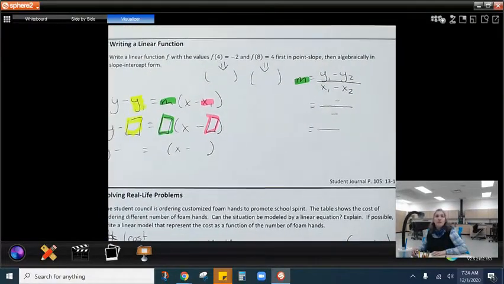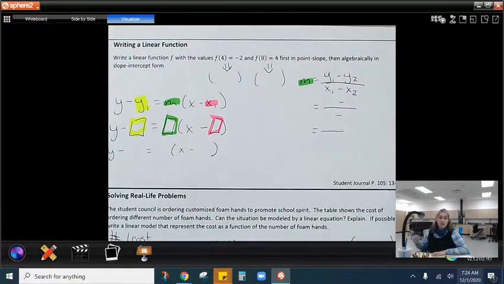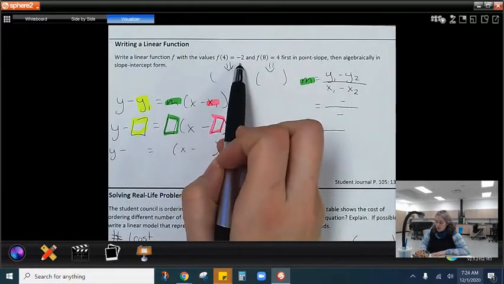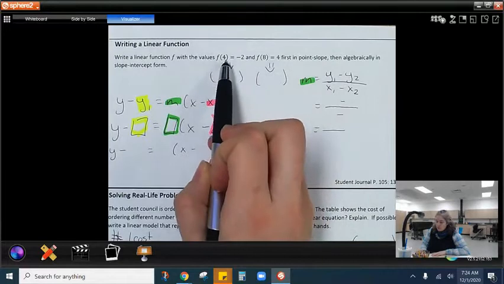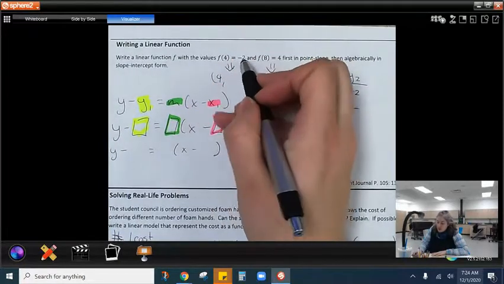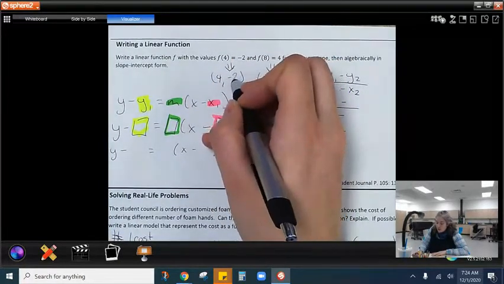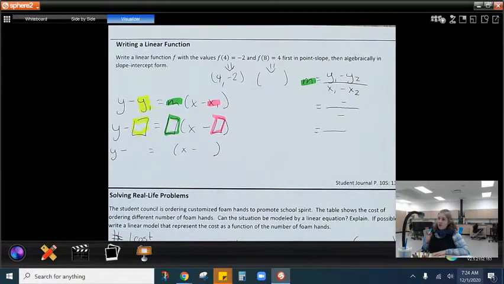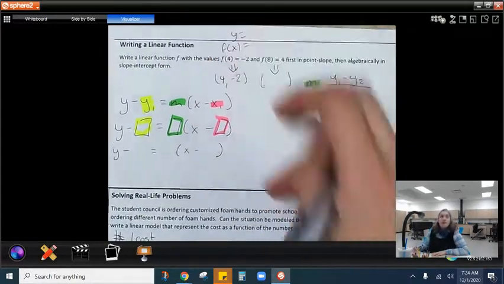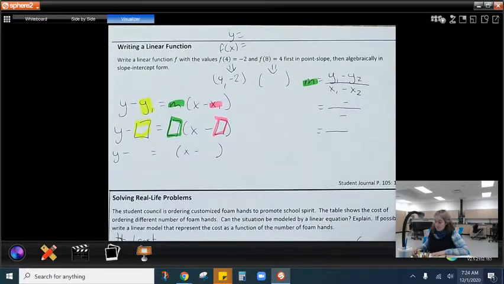Okay, we've got some function notation. It puts the fun in function. So we have f of 4 equals negative 2, and f of 8 equals 4. So this f of 4 right here, that 4 is our x coordinate. It's our x value, right? And then this negative 2 is our y value, or f of x value. Remember, f of x is the same thing as having y equals, right? Those two things are the same.